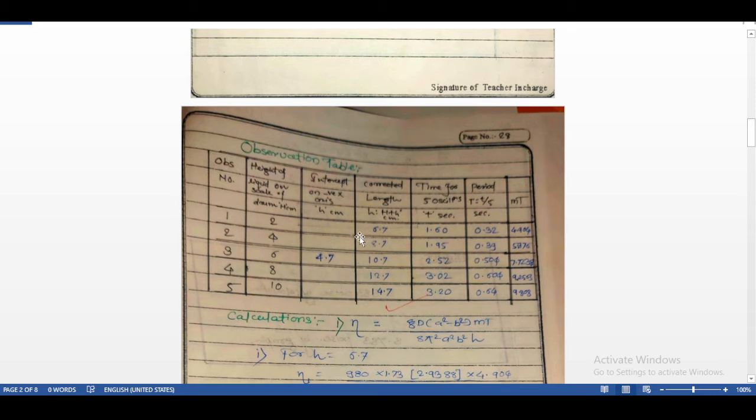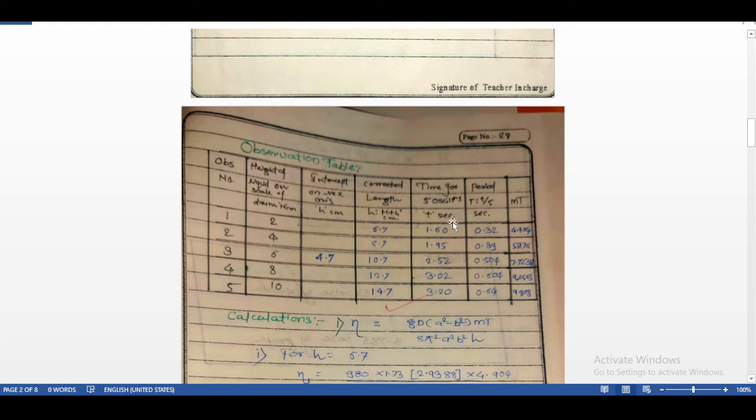Now it is capital H, and therefore it is h dash. The corrected h is equal to H plus h dash, that is 2 plus 4.7, 4 plus 4.7, 6 plus 4.7, 8 plus 4.7, 10 plus 4.7 equal to 14.7, and so on. After plotting the graph, we calculate this intercept, and this intercept is included in each height of the liquid in the drum, and therefore we have the corrected length here.